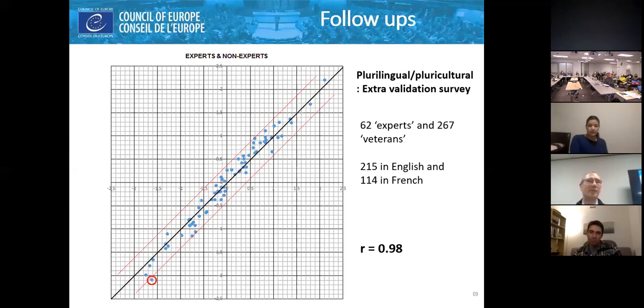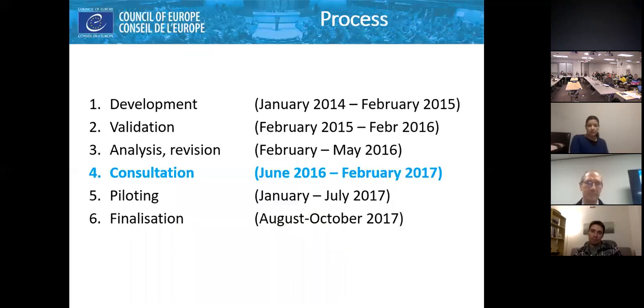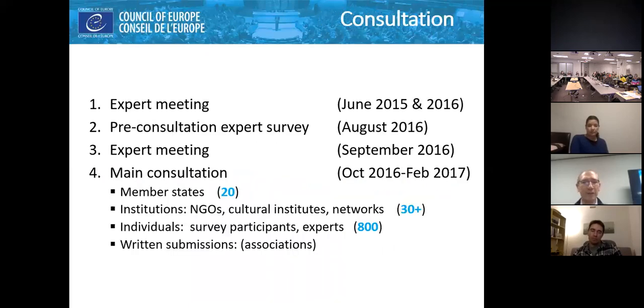It was talking really about functional. We moved it to the sociolinguistic scale in the end, because it wasn't really talking about the same thing. And in any case, they both put it at C2. So this data was really very good, which is in a way surprising with something as complicated as plurilingual pluricultural. Then we had consultation.